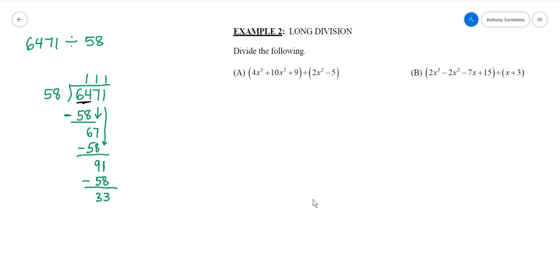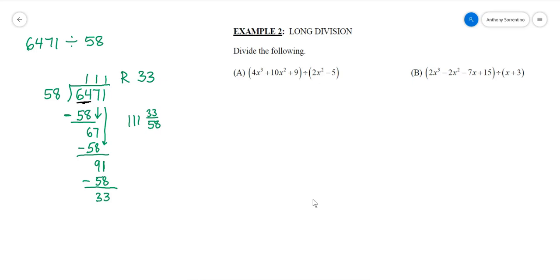Now, after this point, what I would typically do is carry through. I'd either take this as a remainder, or I would say 1, 1, 1 and 33 58ths. And if I could simplify that, which I don't think I can, yeah, 3, 11, 2, and 29 don't have any common factors, so that would not simplify.